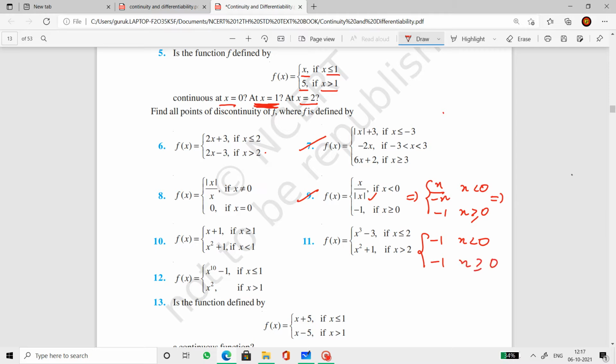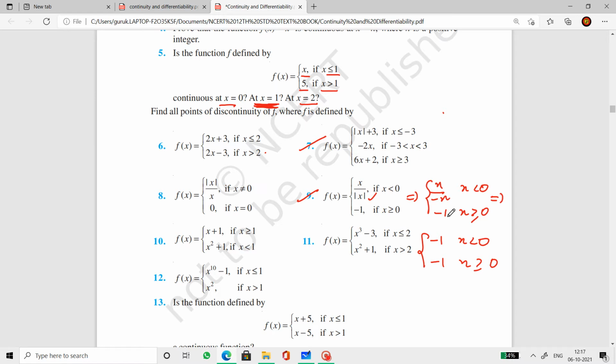Hence, from seeing this, we can straight away say that it is continuous at 0, because the left hand limit is minus 1, the right hand limit is also minus 1, and at 0 the value is minus 1. So it is continuous at 0, and there is no point of discontinuity for this one. So wherever there is an inequality sign like less than and greater than, we do method 2.